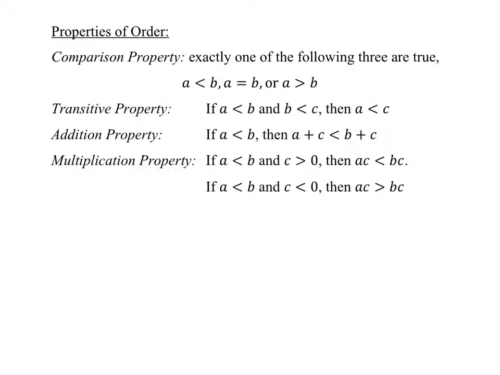Okay? The first one is the comparison property. Exactly one of the following three is always true: A is less than B, A is equal to B, or A is greater than B. For any given two values, one of those three things has to be true. Okay? It's an or statement.